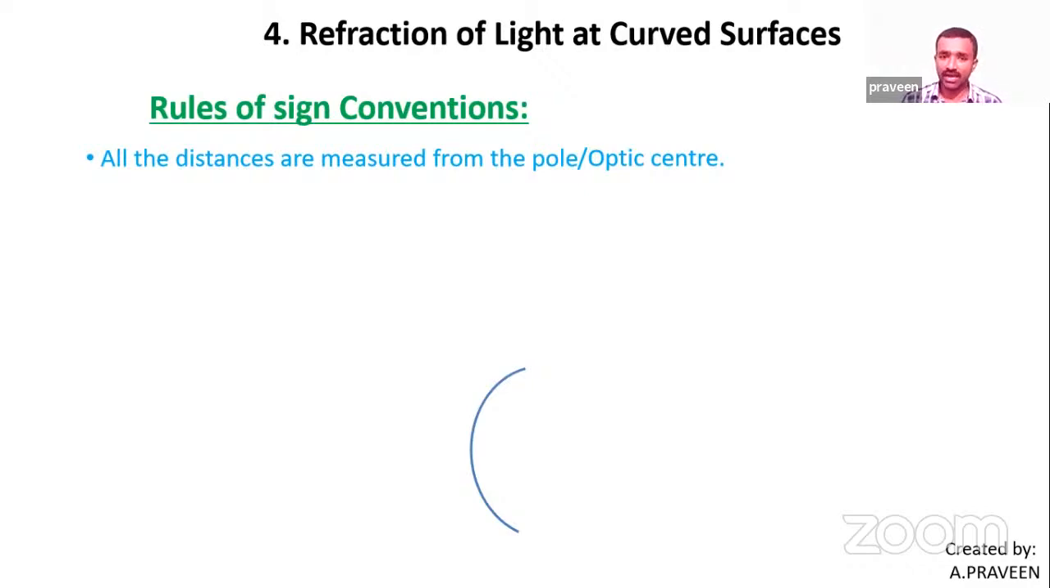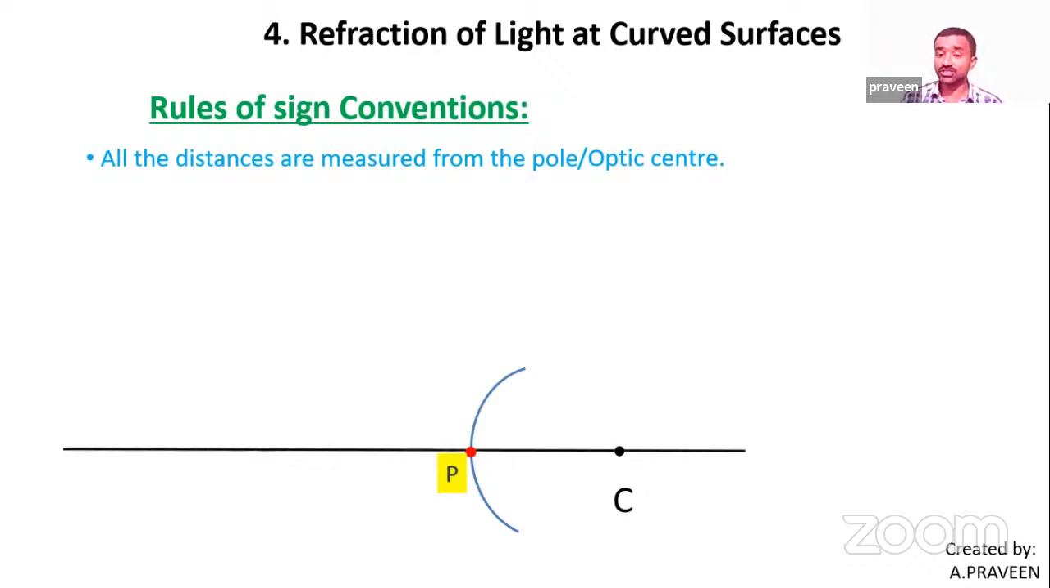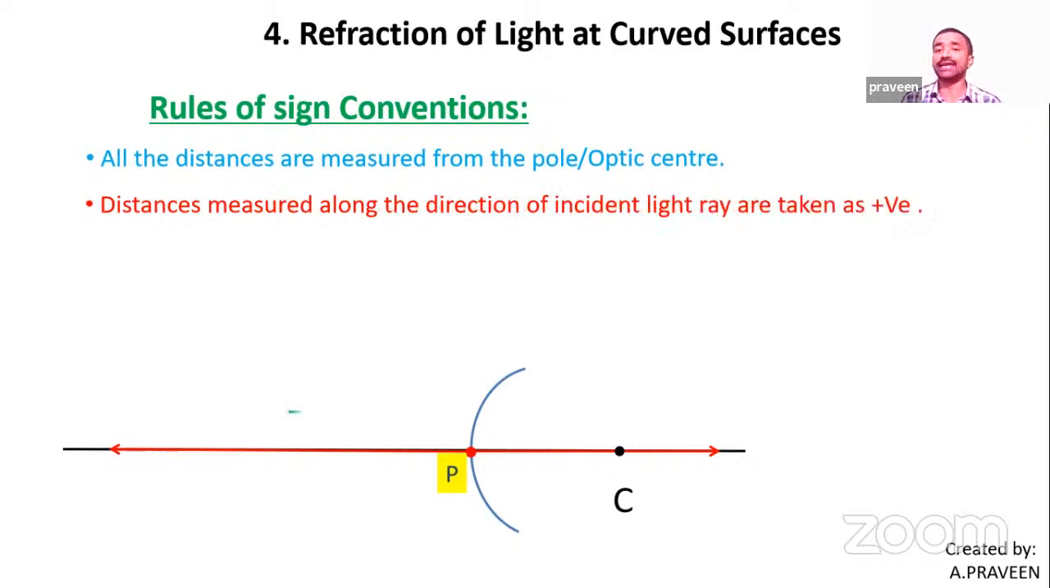So look here, I have a curved surface, pole, then the center of the curved surface. Those distances you need to measure from the pole only, either towards the left or towards the right. Whatever you measure, that parameter must be measured starting from the pole. Then if you measure anything in the direction of the incident light ray, along the direction of the incident light ray, it is taken to be positive.